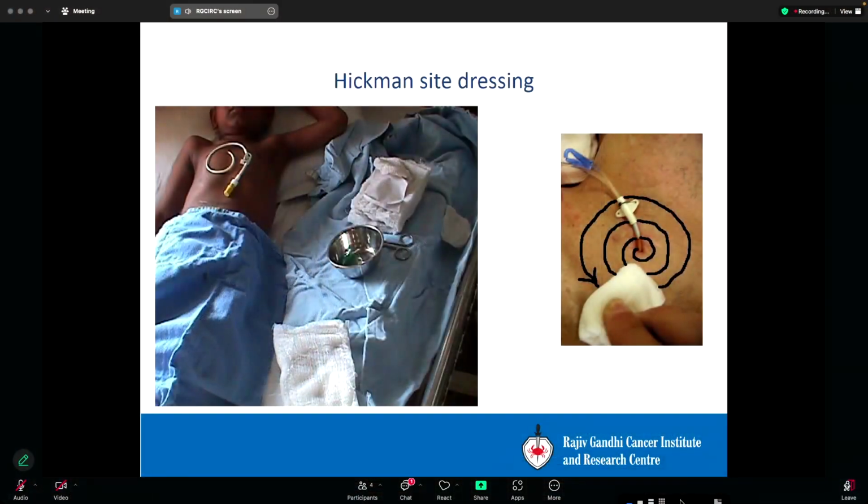So again, this will require everyday flushing and once or twice a week dressing. So the care required is much, much more in a Hickman catheter. And that's how you can see the Hickman dressing being done. And this is how we do the cleaning protocol, center to periphery in a rotating manner with chlorhexidine.